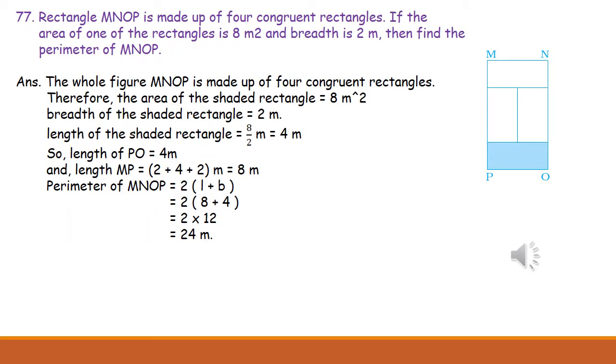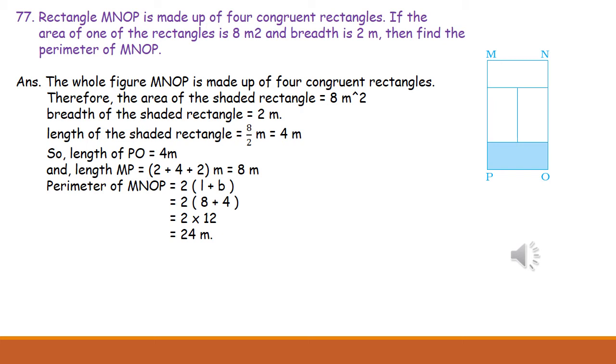Let us start doing 77th sum. Rectangle MNOP is made up of 4 congruent rectangles. If the area of one of the rectangles is 8 meters square and breadth is 2 meter, then find the perimeter of MNOP. Here we are learning a new term, that is congruent.